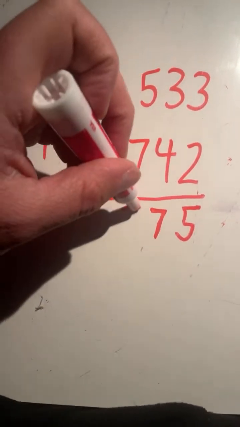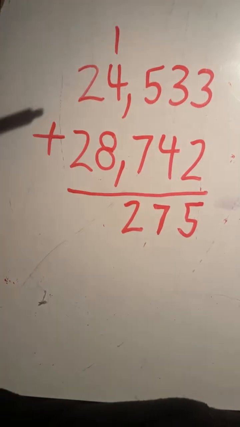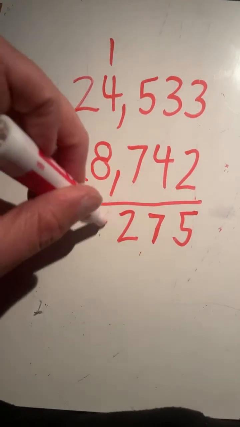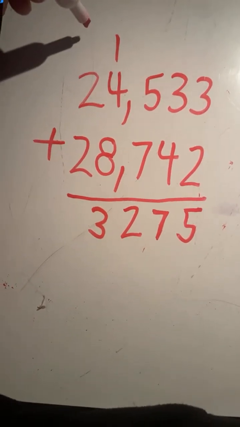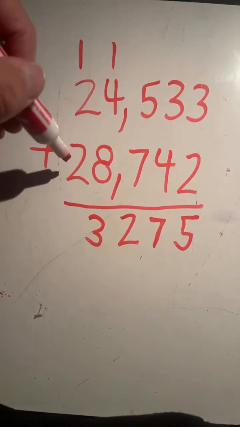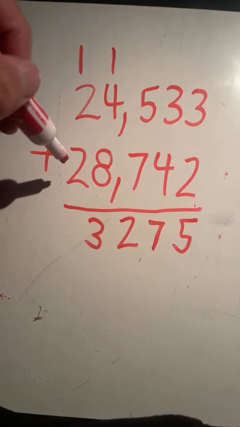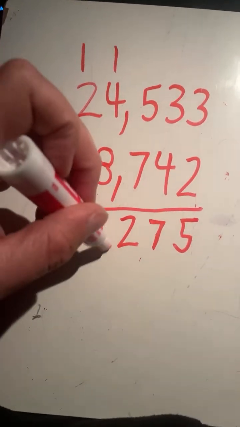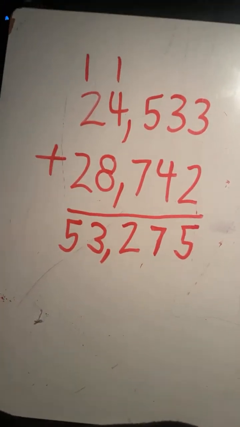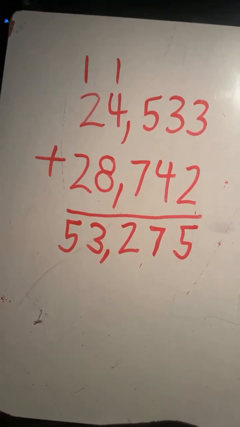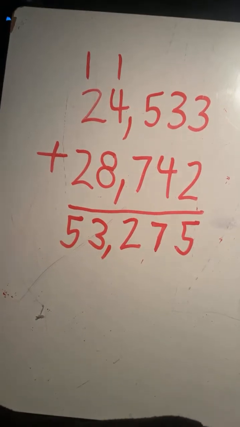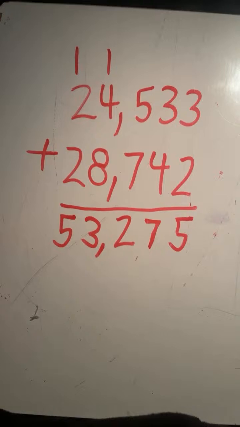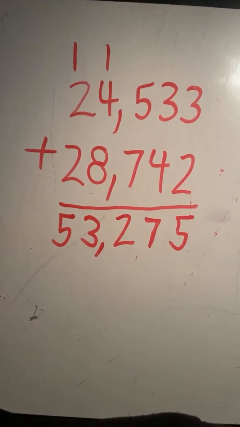5 plus 7 equals 12. 2, carry the 1. 4 plus 8 equals 12. Plus 1 equals 13. 3, carry the 1. 2 plus 2 equals 4. Plus 1 equals 5. And we have our final answer, 24,533 plus 28,742 equals 53,275.